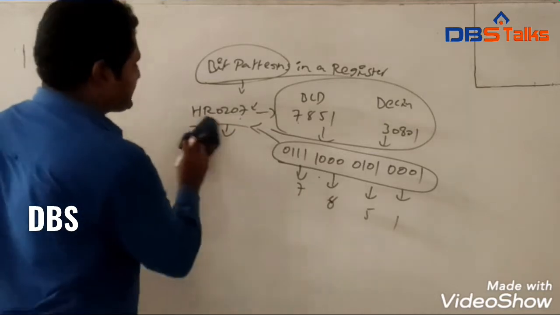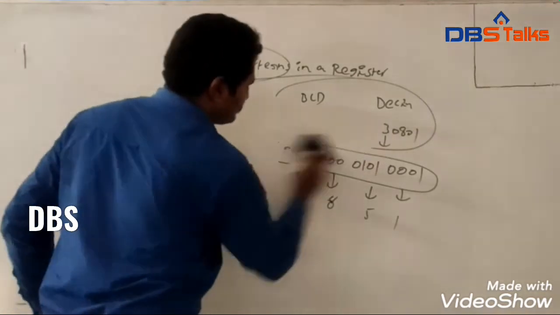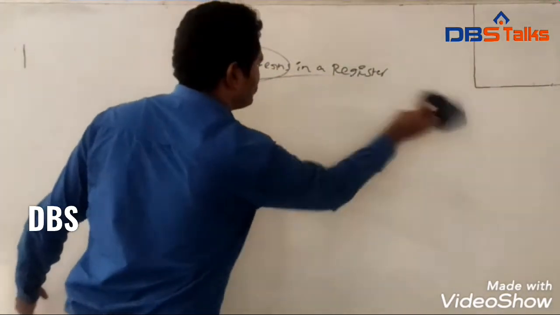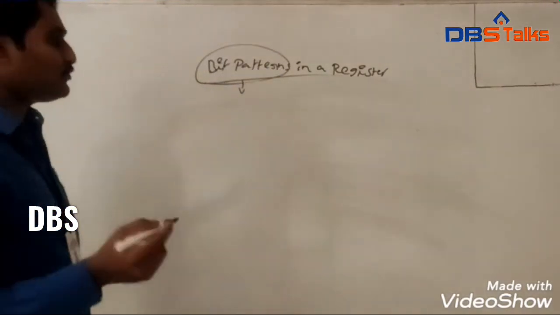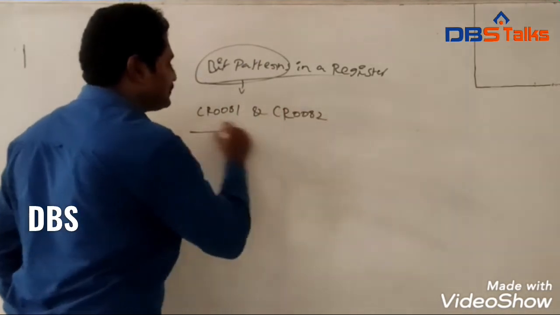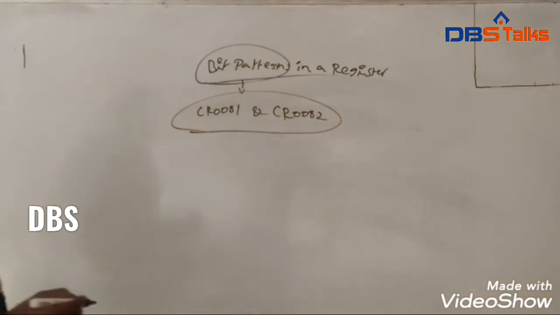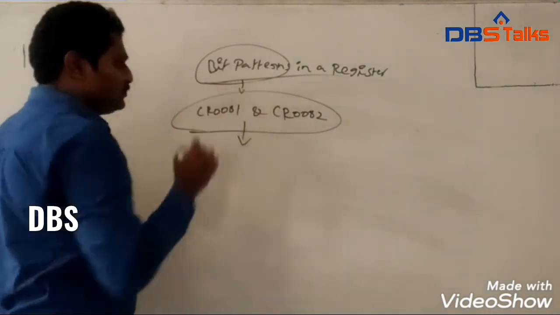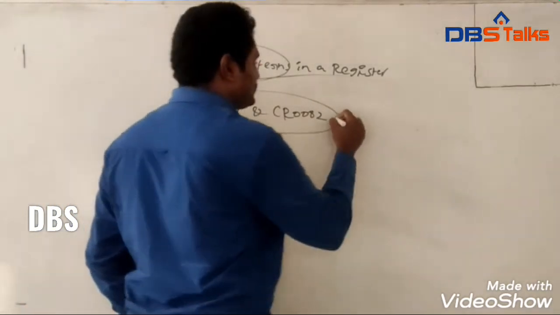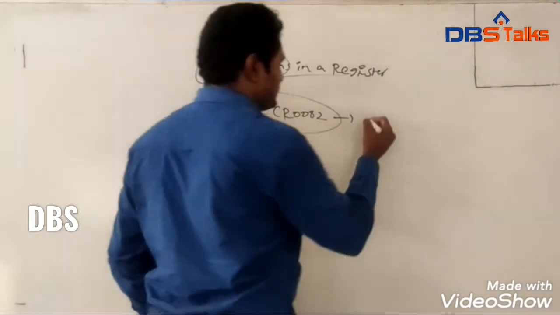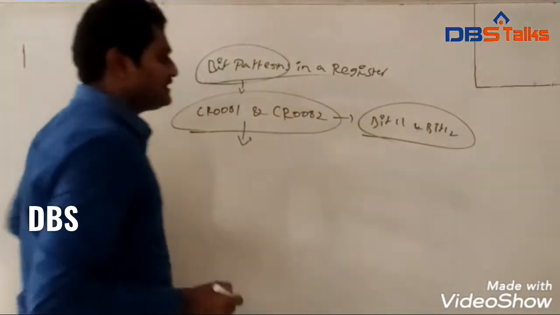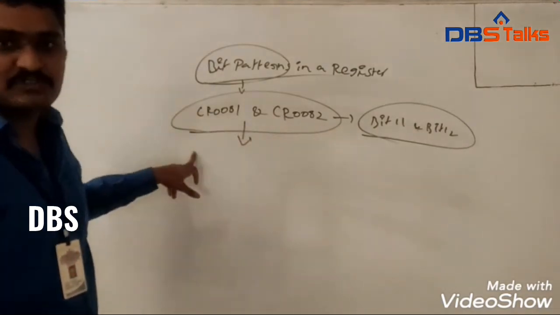Next I am taking one example. Suppose we wish to have two outputs, that is CR0081 and CR0082. These are the two outputs we are using in this example. By taking these two outputs, you have to control them by using two register bit statuses, that is bit 11 and bit 12.